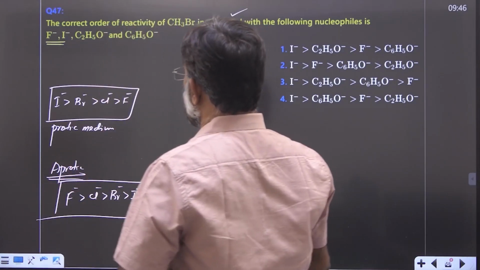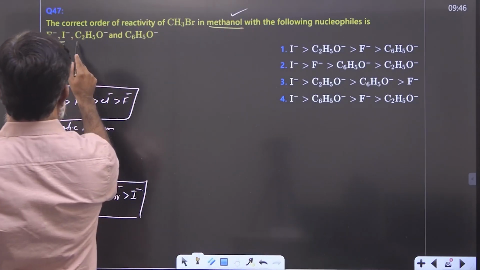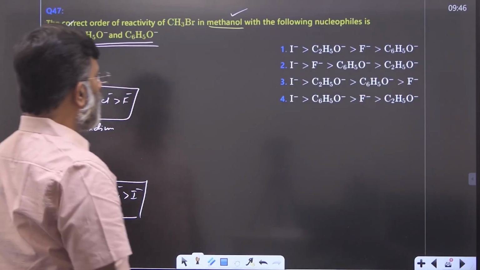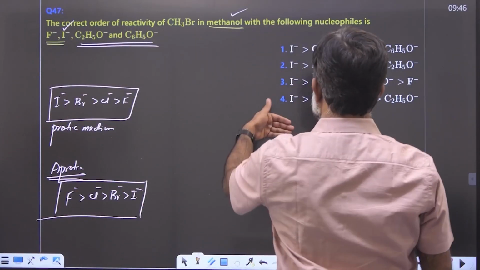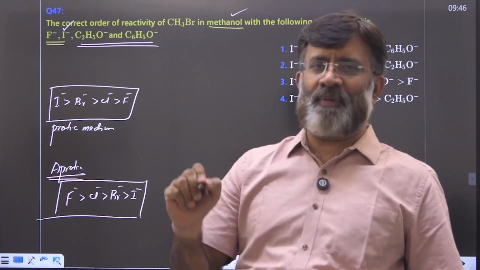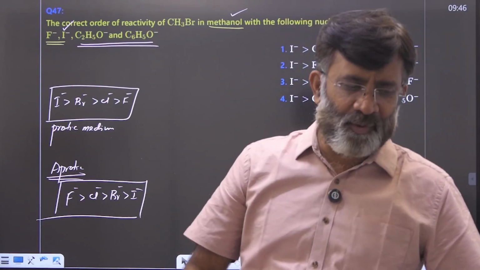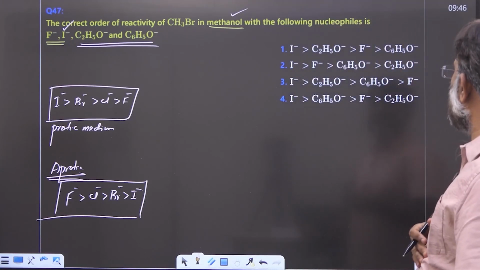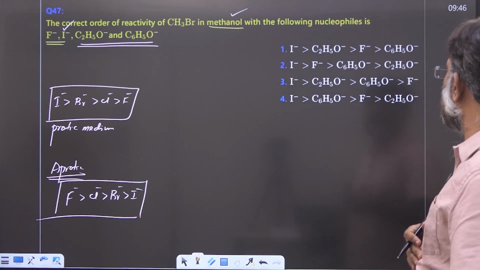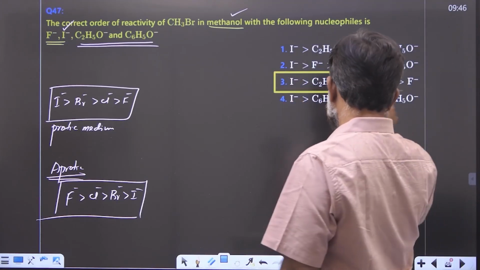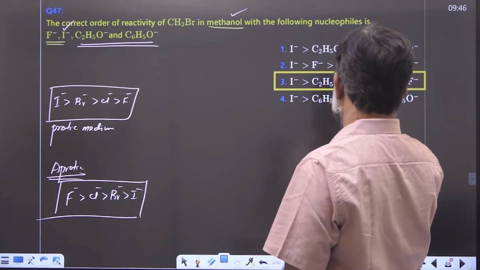So here, since it is a protic medium, I minus is maximum, no doubt. And even in the choices, I minus is maximum. Knowledge that I minus is maximum alone does not help you to get the answer. But F minus will be minimum, and there you get the answer. I minus maximum, F minus minimum will take you to the answer.